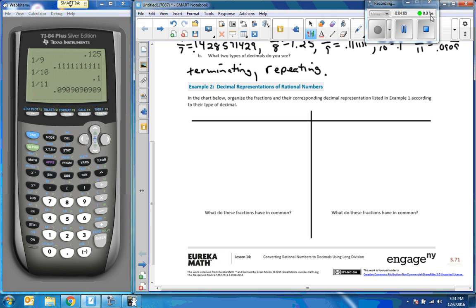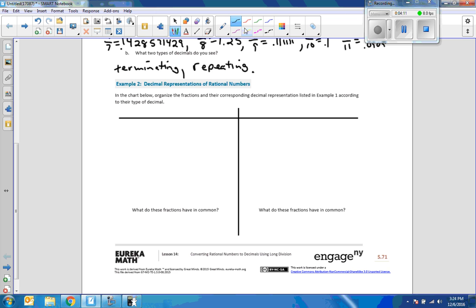So let's put our calculator away for a minute. Let's maximize this so I get some colors. Example 2, decimal representation of rational numbers. In the chart below, organize the fractions and their corresponding decimal representation listed in example 1 according to their type of decimals. Okay. So I'm going to put terminating here. And over here, non-terminating, meaning never ending.